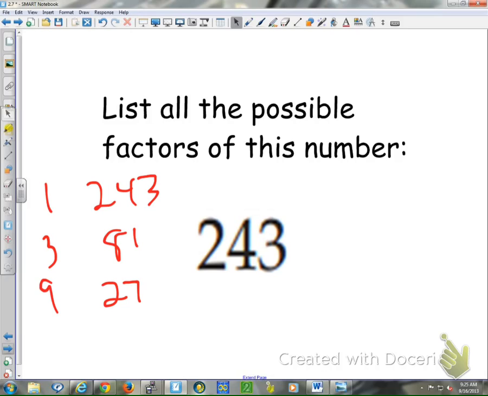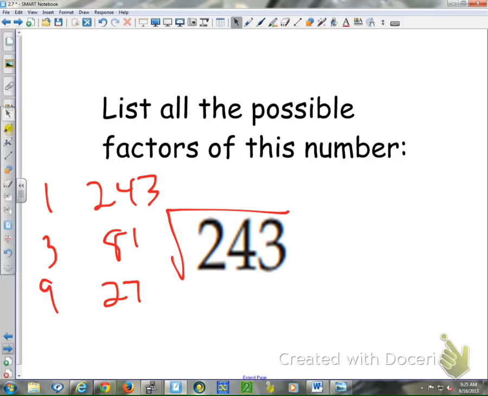Now, at this point, hopefully, you're starting to put pieces together and think, how am I going to need this? Well, the problem you're going to have today is going to be like this. What's the square root of 243? And I don't want decimals. You're going to have to reduce the radical.